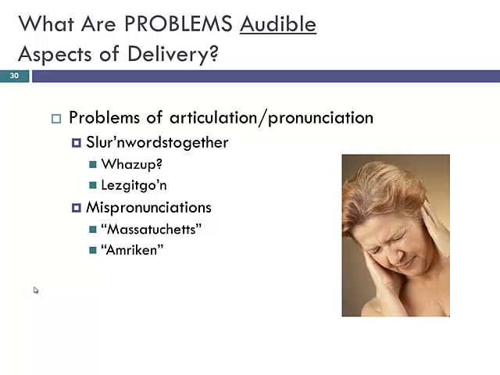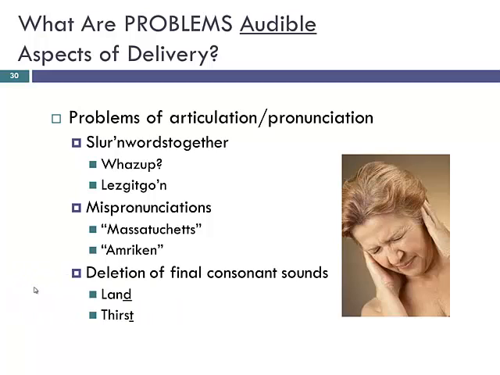Now, how do you handle pronunciation so that it comes across correct? First thing is, you've got to make sure you're not deleting your final consonants, like land, there's a D, thirst, there's a T. So be very careful that you're not dropping things off. The British are tremendous about making sure every part of the word is in there, all those letters. But Americans, we have a tendency not to do that.